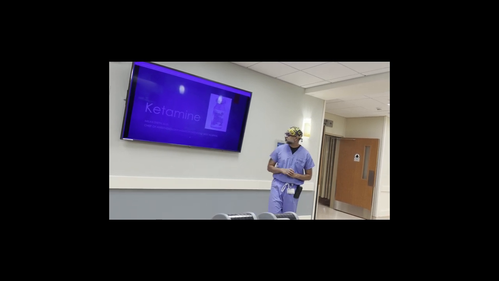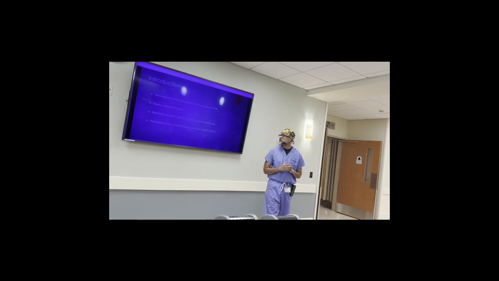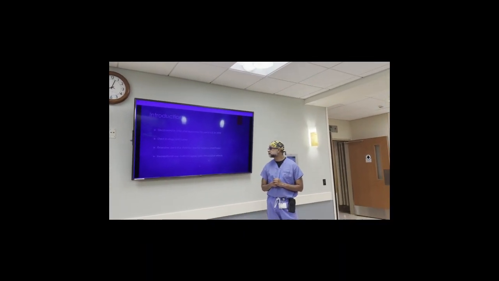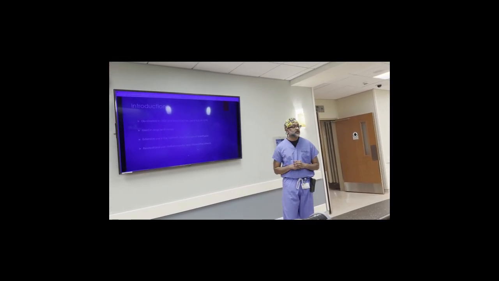Next slide. So just a brief introduction. Ketamine was discovered and synthesized in 1956 and approved for use in the US in 1970. Initially it was used in veterinary medicine on dogs and horses to sedate them for various medical procedures. It really came to the forefront as far as medical use in humans during the Vietnam War, where it was used as a surgical anesthetic and analgesic for injured veterans. Recreational use increased during that time because of its hallucinogenic and dissociative effects.